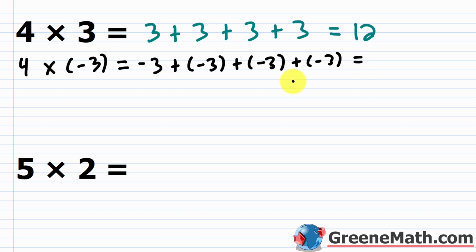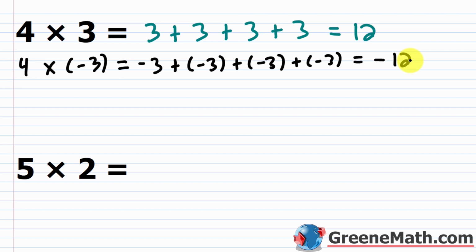Well, we know how to add integers already, and basically we have a common sign, so we'll just put a negative right there, and then you could just add the absolute values. So 3 plus 3 plus 3 plus 3 is going to be 12. So the answer here becomes negative 12. Does this make sense? Just stop for a moment and think about it.